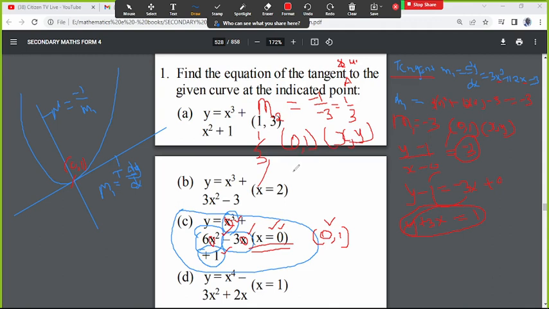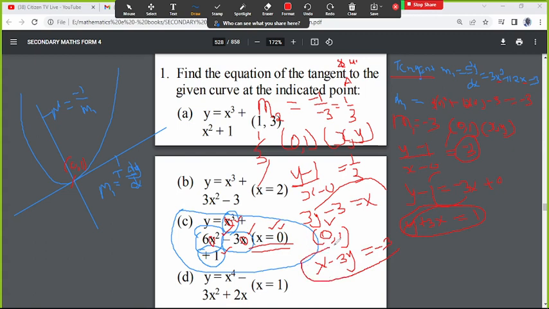So, change in y over change in x: y minus 1 over x minus 0, this equals a third. Cross multiply: 3y minus 3, this equals x. So the equation of the normal, take this one to the other side: x minus 3y, this equals negative 3. And this is the equation of the normal to the curve. Wonderful. Now we shall move to something else.